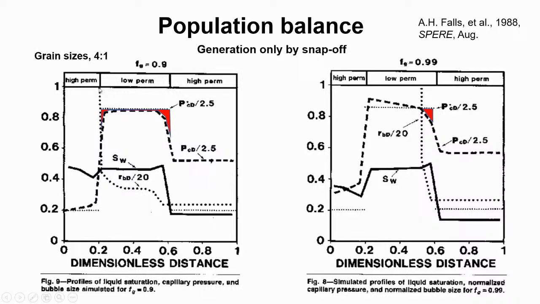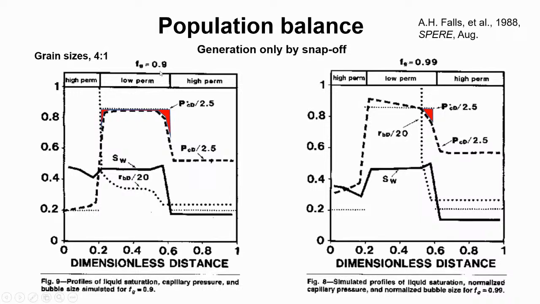This dotted curve is the bubble size scaled by a factor of 20. You can see in the high permeability region, the bubble size is infinity. Then as you go from high perm to low perm, it plunges down very rapidly to some value, then it plateaus. As it approaches the outflow end, it starts dropping again because you're generating foam again. This rapid drop in bubble size was due to generation as it entered the lower permeability. Then this second drop in bubble size is generation by snap-off as it's leaving the low permeability to the high permeability. Once it gets in the high permeability, there's no change in the bubble size.